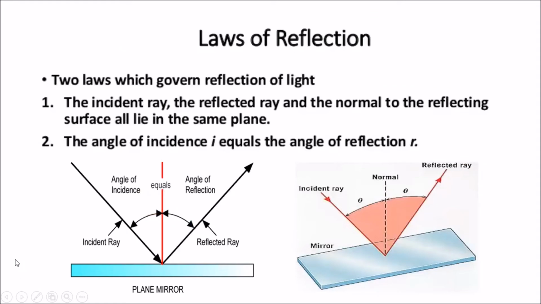Going ahead, when we talk about laws of reflection, there are two laws of reflection. The first one is that the incident ray, the reflected ray, and the normal to the reflecting surface all lie in the same plane, which means if you have a horizontal plane, the incident ray, reflected ray, and normal will be in the horizontal plane. If you have it in the vertical plane, they will all be in the vertical plane. You can see it here in this image. When we talk about the second law, it is that the angle of incidence is always equal to the angle of reflection. So if i is 50 degrees, r is also going to be 50 degrees. That's the second law of reflection.